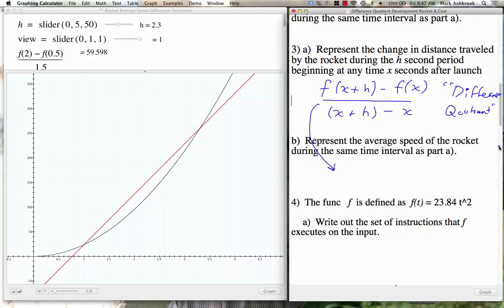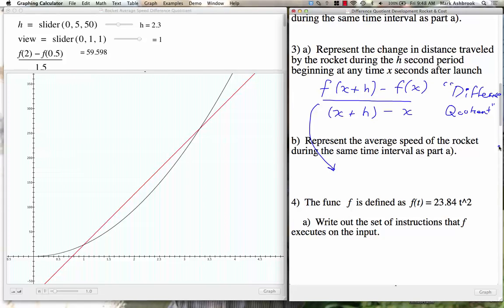Relative to our rocket, it's the average speed, right? It's the equivalent constant speed, which is the average speed of the rocket. Starting at what time? Starting at any time x and lasting for how long? h seconds. So starting at time x, lasting h seconds, the difference quotient gives you the average speed over that interval.